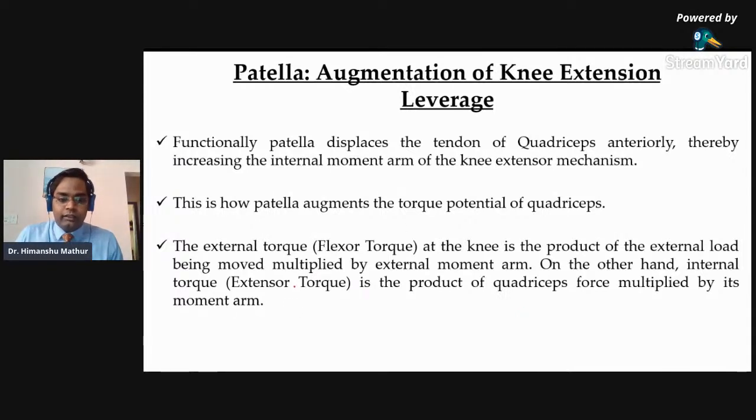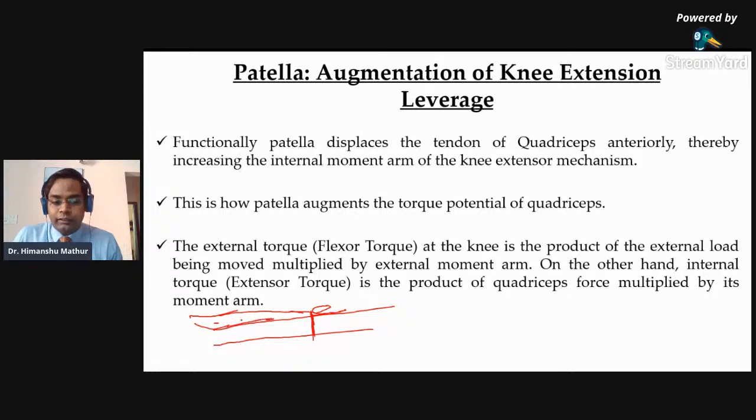Now just look at the diagram that I'll be drawing. Suppose we'll be seeing the lateral view. Suppose this is the leg, and suppose this is the knee joint here, and we have the patella here. If we didn't have the patella, and if I had to place the quadriceps muscle, the muscle would have come like this, and it would have been close to the joint.